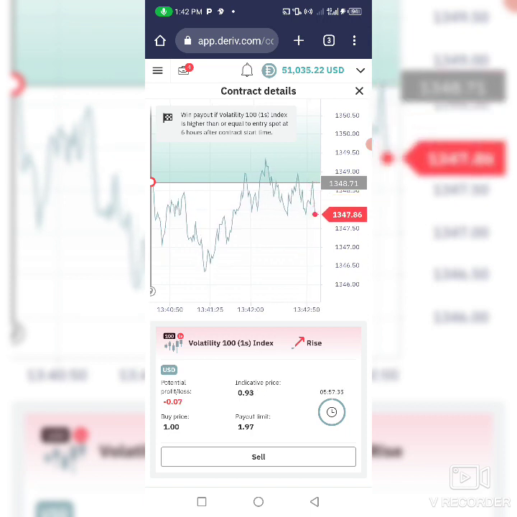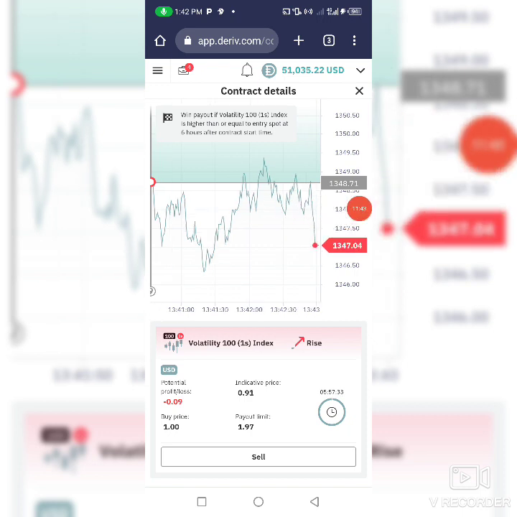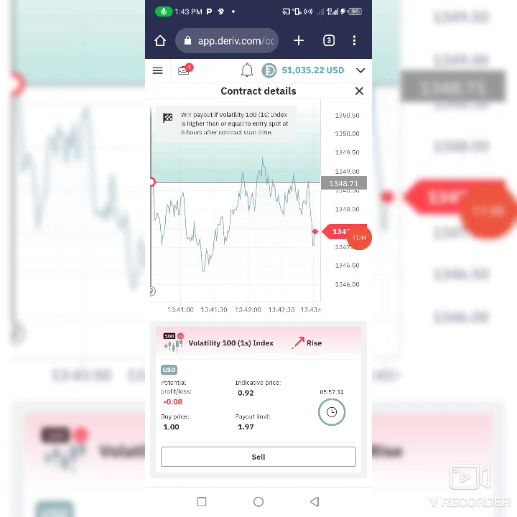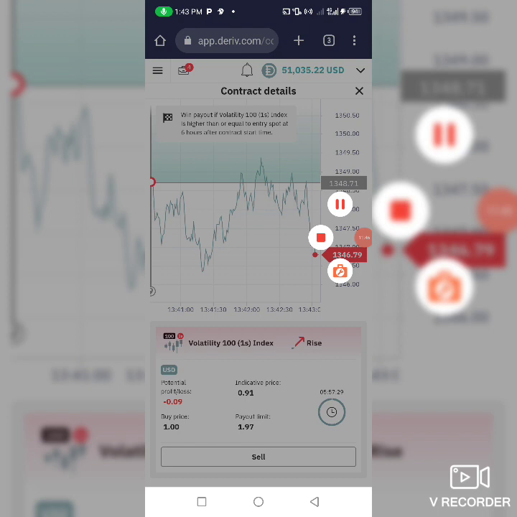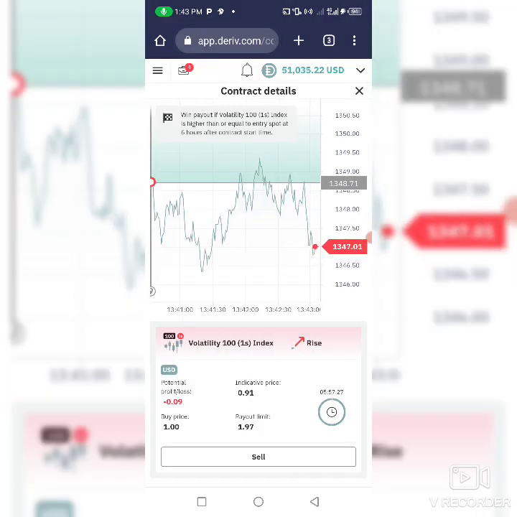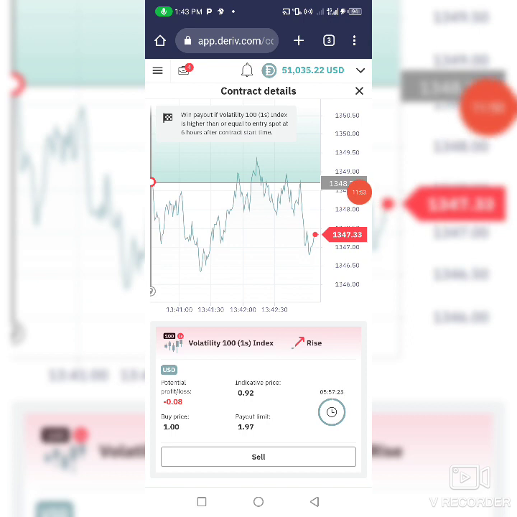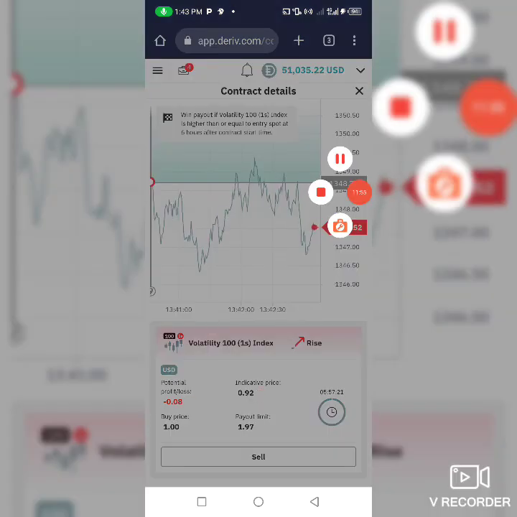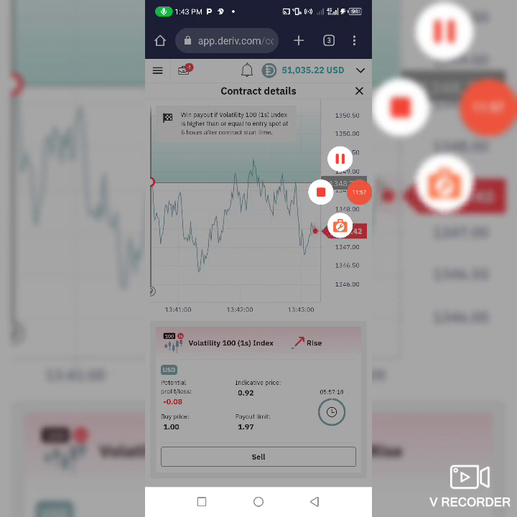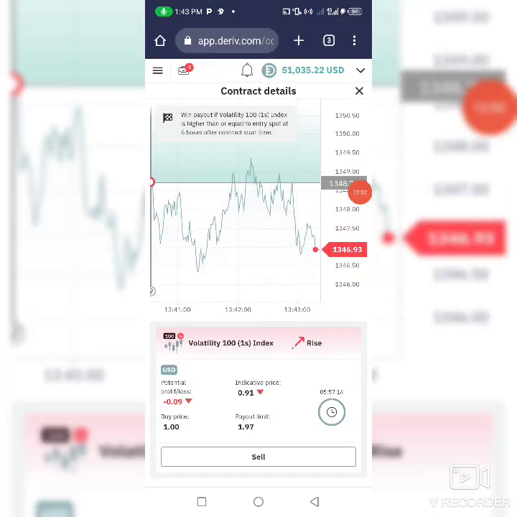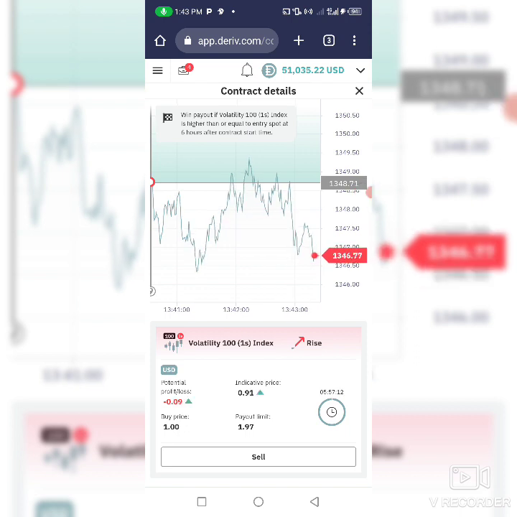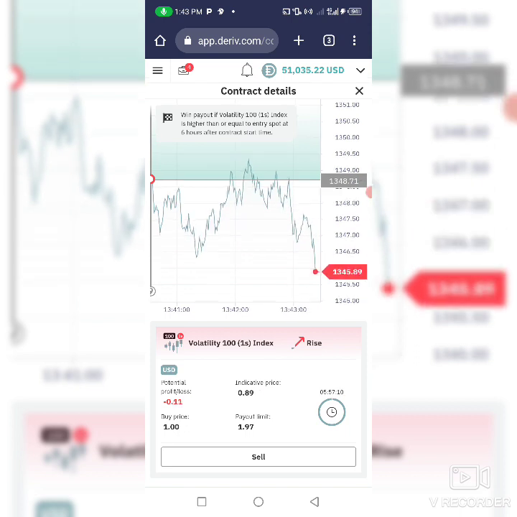Deriv is a very hard broker to make money from because of their assets. It's not all that easy to trade because of high volatility and the way the market is manipulated. But because of the experience, we have a lot of experience. We have a group of team members that have more experience in knowing where price is going.